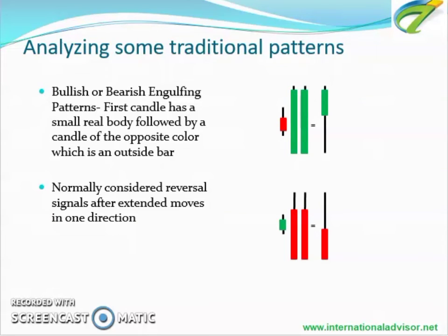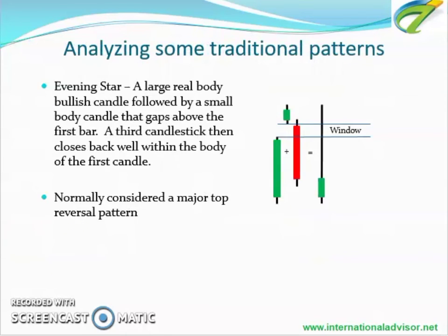Bullish or bearish engulfing pattern. First candle has a small real body followed by a candle of opposite color, which is an outside bar. Whether it's shaped like this, it is bullish, and if it's like this, exact opposite, it's bearish engulfing. Normally these are considered reversal signals after extended moves in one direction. And remember, reversal patterns help a lot, as we will discuss in next lectures.